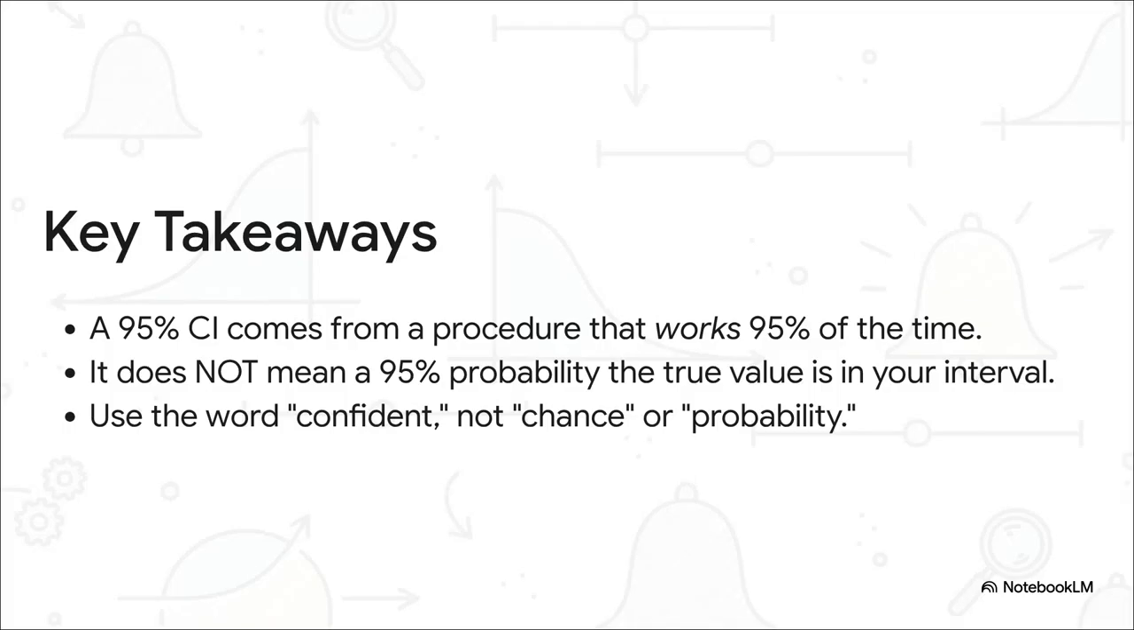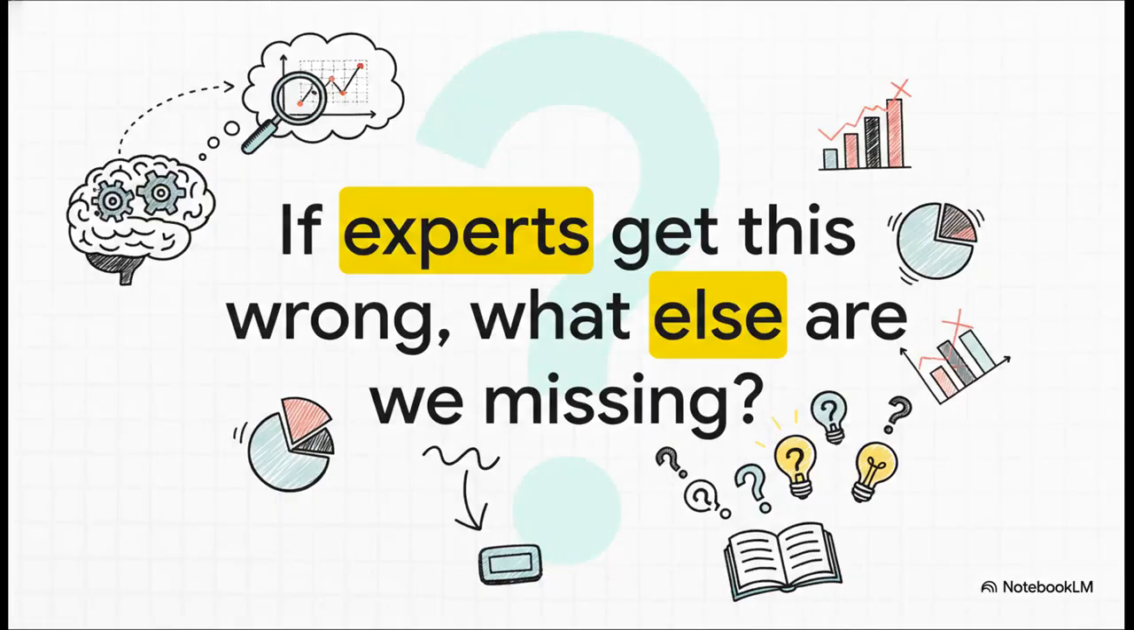So let's wrap this all up. A 95% confidence interval is the output of a method that, if you were to repeat it endlessly, would catch the true value 95% of the time. It does not mean there's a 95% probability that your specific interval is one of the good ones. And the simple fix? Just always use the word confident. It's a subtle difference, I know, but it's a hugely important one.